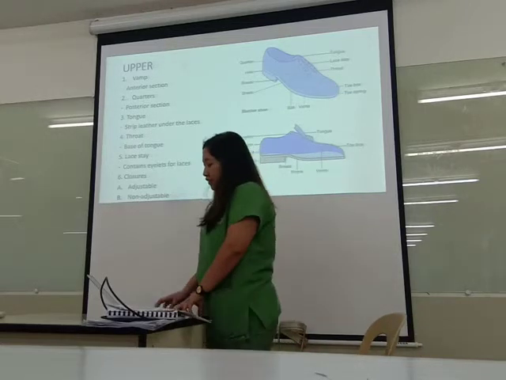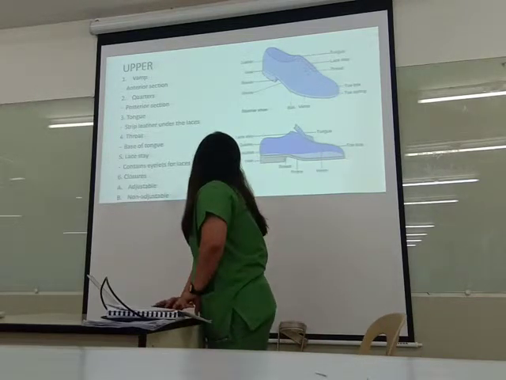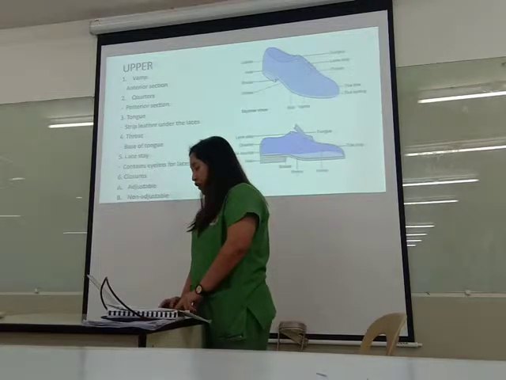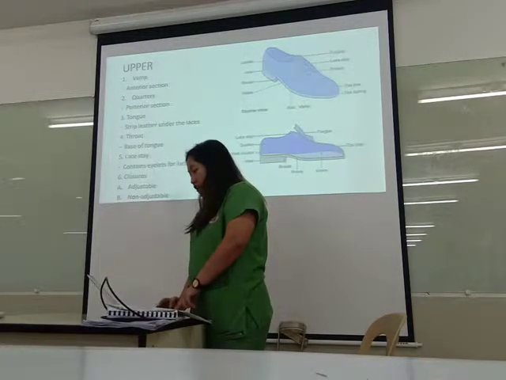So for the vamp, we have this anterior section. And then quarters for the posterior section. The tongue, which is the strip of leather under the laces. And then the throat, which is the base of the tongue.